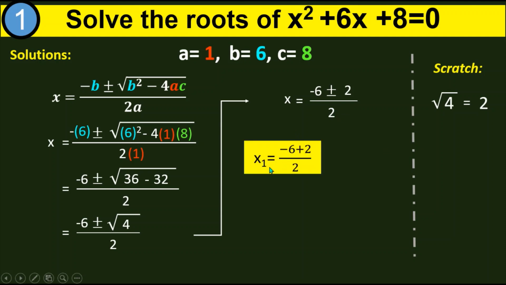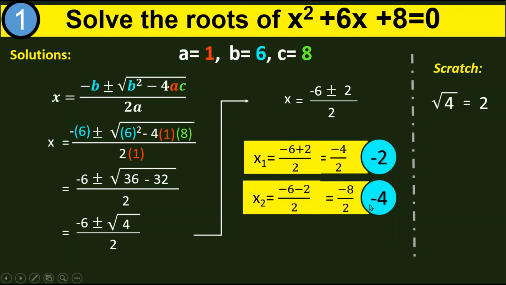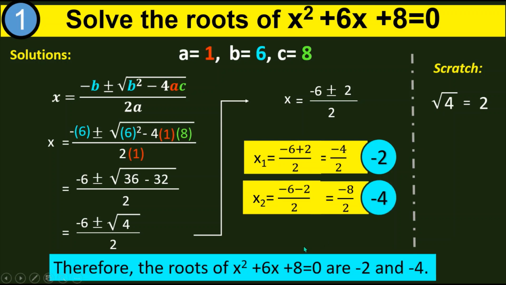So, we have x sub 1 is equal to negative 6 plus 2 over 2, and the other one is negative 6 minus 2 all over 2. And simplifying further, we have negative 4 over 2, and we have negative 8 over 2. So, negative 4 over 2 is negative 2, and negative 8 divided by 2 is equal to negative 4. Therefore, the roots of x squared plus 6x plus 8 equals 0 are negative 2 and negative 4.